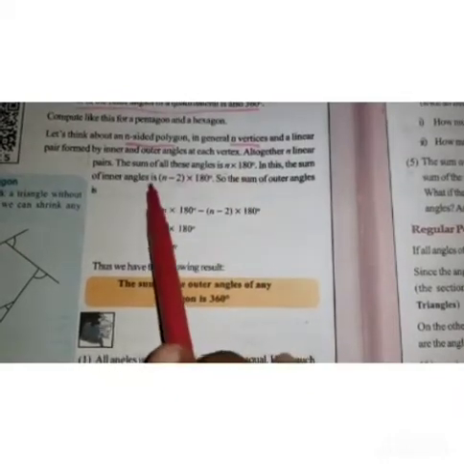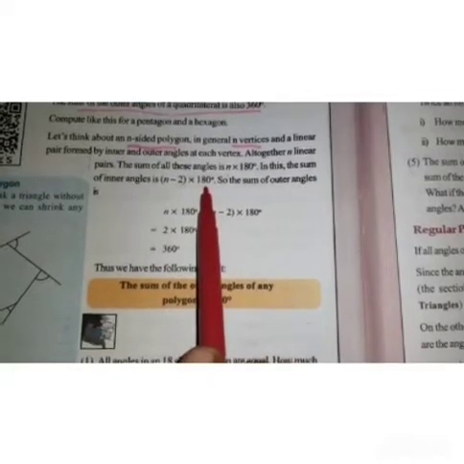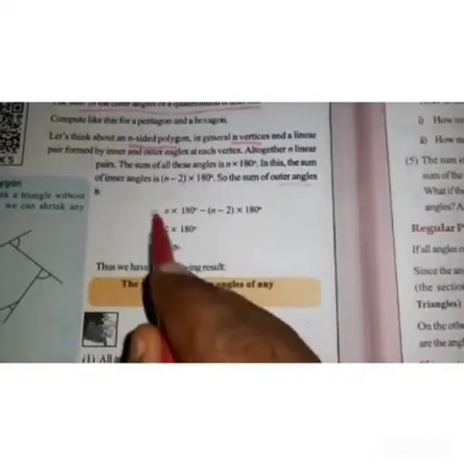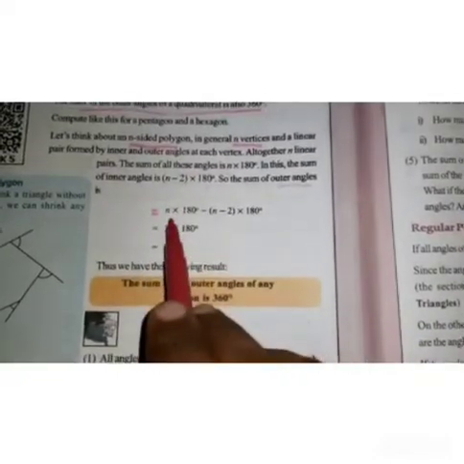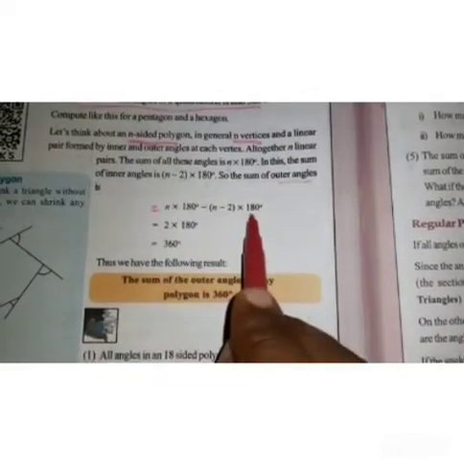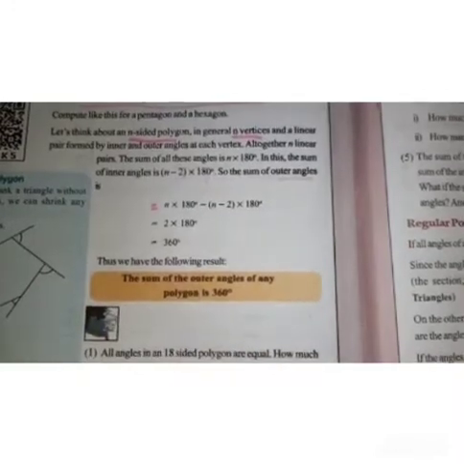Then the sum of inner angles we already studied. How will you find out the sum of inner angles? N minus 2 into 180. Then we have to find out the sum of outer angles. What do you have to do? From all the angles, inner angle plus outer angle, that is n into 180, you have to subtract the sum of inner angles. So you get the answer as 360 degrees. So the sum of outer angles of any polygon is 360.